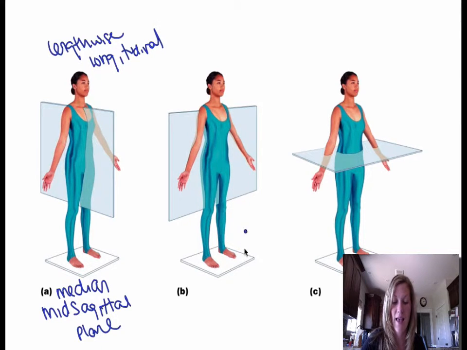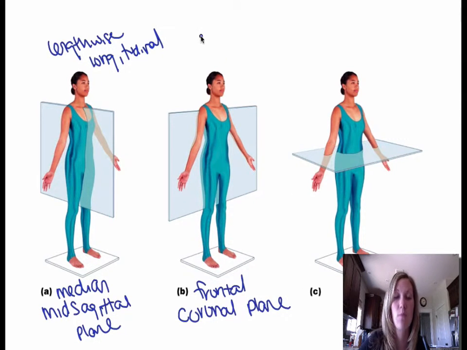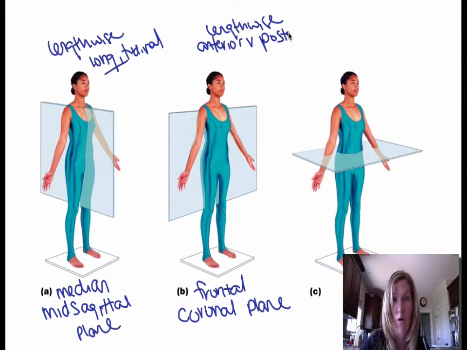Part B is a frontal. Sometimes this type of plane is actually called a coronal. Okay, so this is where you have a lengthwise plane. However, it's going to be different from the longitudinal in that you're separating an anterior versus a posterior plane with the frontal or the coronal.